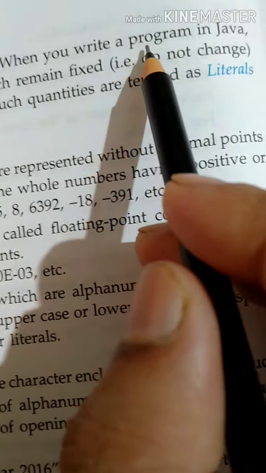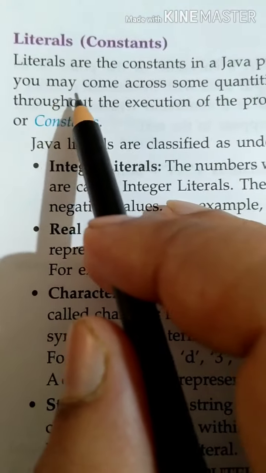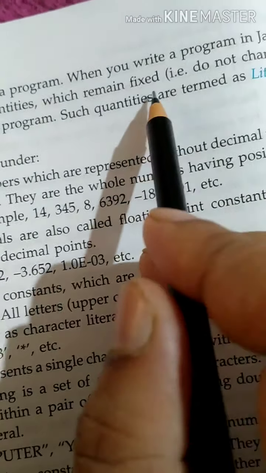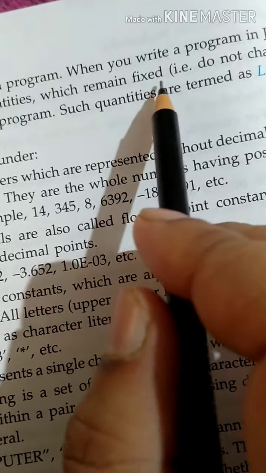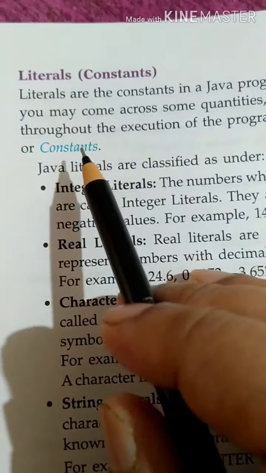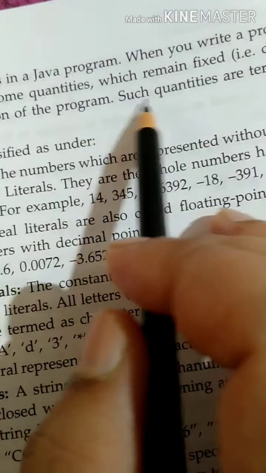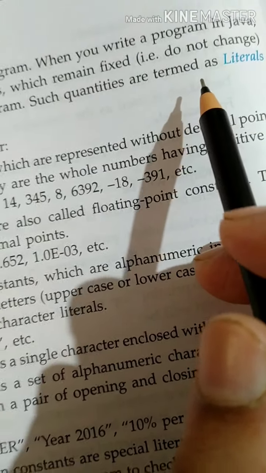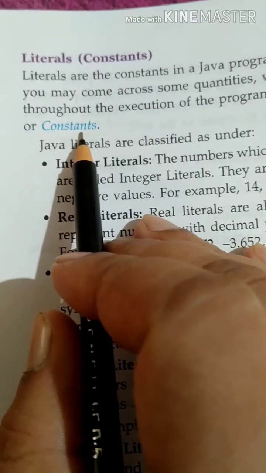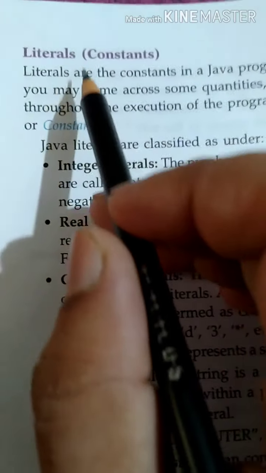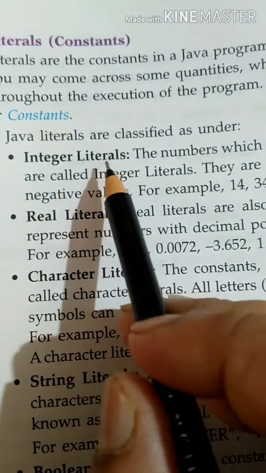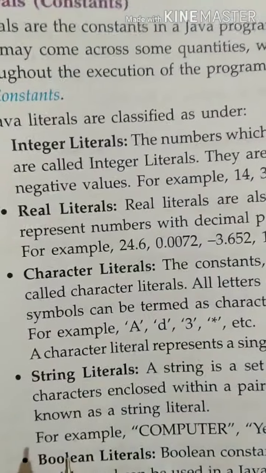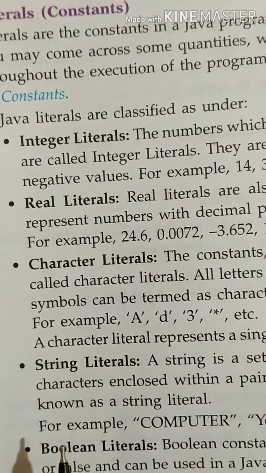When you write a program in Java, you may come across some quantities which remain fixed and do not change throughout the execution of the program. Such quantities are termed literals or constants. Literal is also known as constant. Java literals are available here: integer literals. So first of all, try to understand what integer literals are.